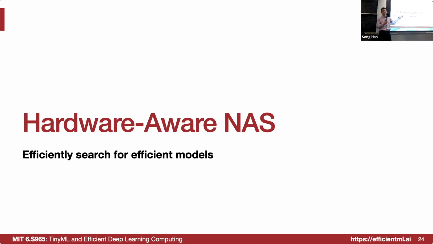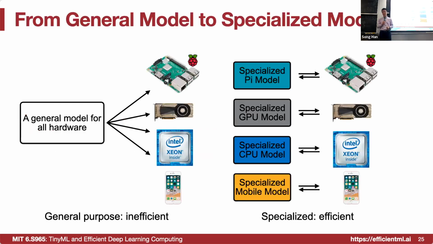Use much lower cost. You don't want to spend 48,000 GPU hours to search a model. And also make sure the searched model can run fast. So that's our goal, two points: the search has to be efficient, and the searched model has to be efficient.